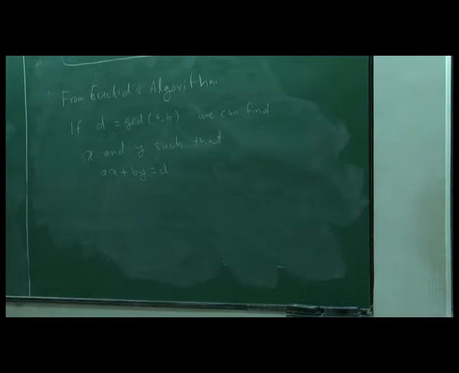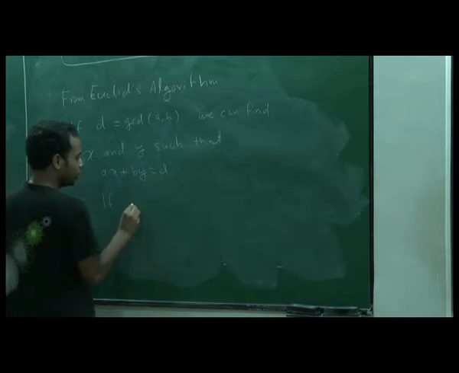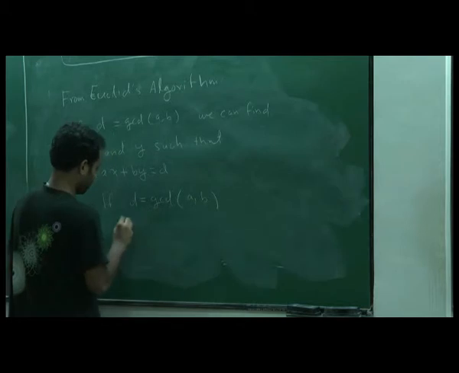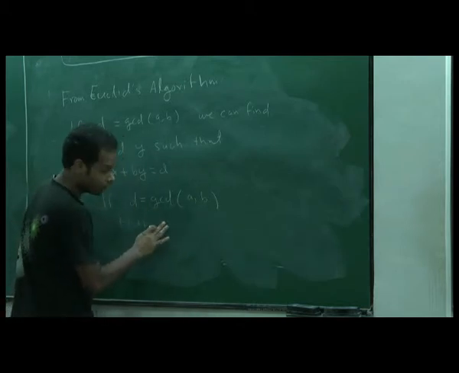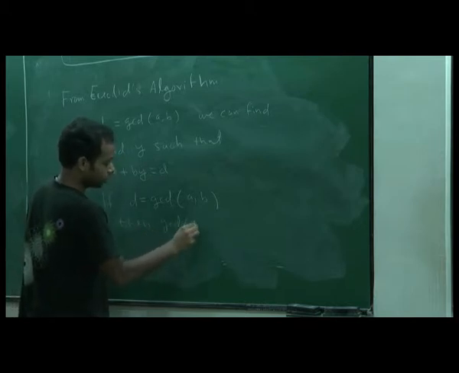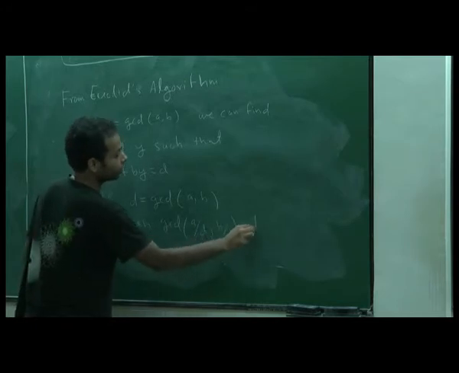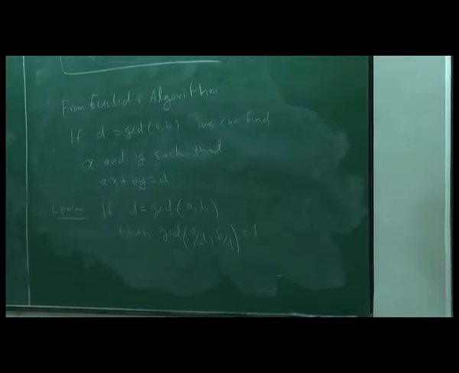Okay. Now there is a small lemma. If D equals GCD of A, B, then GCD of A by D and B by D equals 1. Why is it so? It's self-evident, sir. Otherwise, D won't be the greatest common divisor. We need a proof.